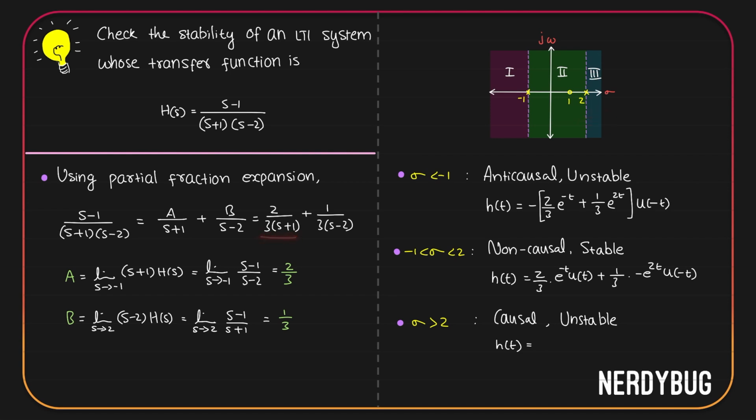So for the first one, we get 2 by 3 multiplied by inverse Laplace transform of 1 by s plus 1, which if it is right-sided is e raised to minus t u of t, plus 1 by 3 times inverse Laplace transform of 1 by s minus 2, which if it is right-sided is e raised to 2t u of t. Combining the terms, h of t is 2 by 3 e raised to minus t plus 1 by 3 e raised to 2t, u of t.